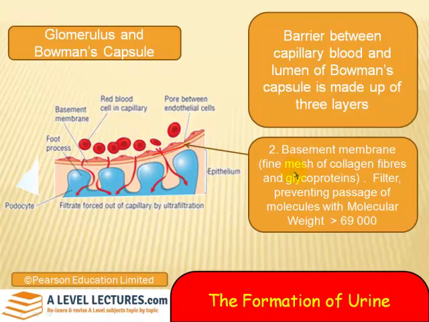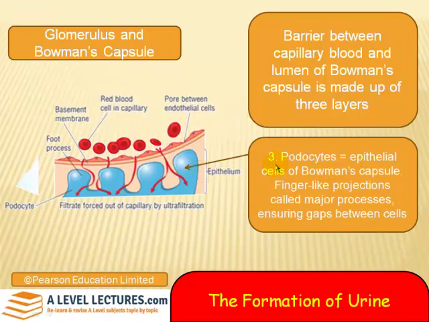Here's your basement membrane coming along here. This is a fine mesh of collagen fibers and glycoproteins, and this really is a filter. It filters what's passing from the glomerulus into Bowman's capsule. This prevents the passage of large molecules with molecular weights in excess of 69,000. So we can't allow through any red blood cells and also larger proteins. The third part are the podocytes.